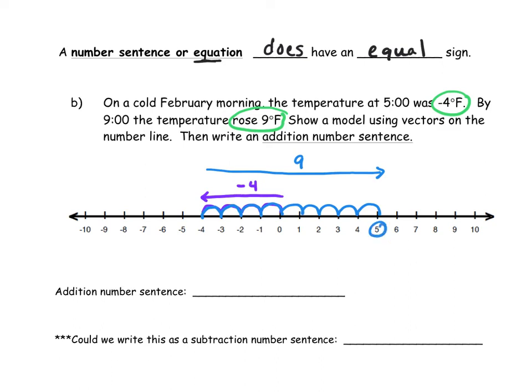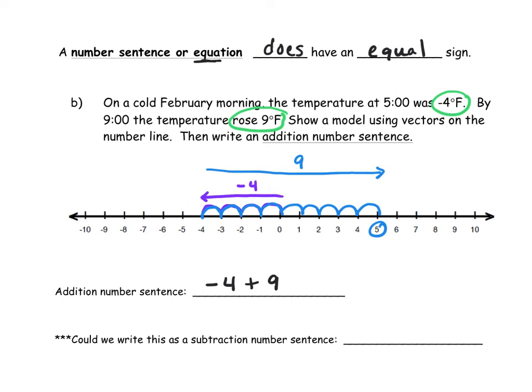So I believe that this problem, even though it didn't clarify that, we want to know what happens after we started at -4 and we rose 9 degrees. So we're going to start writing this problem with the first number they gave us, which is -4. They ask for an addition problem. So in fact, we're going to write addition, and that is a positive 9, so I'm going to write positive 9.